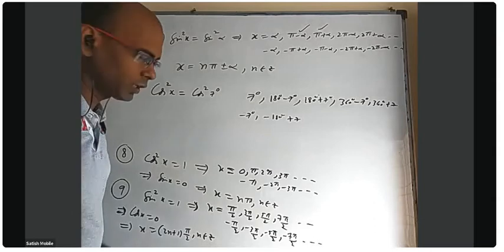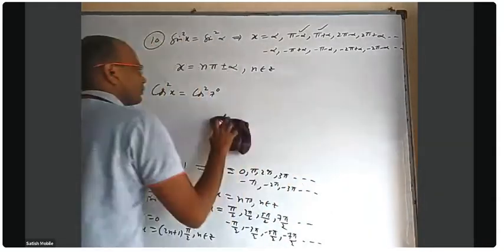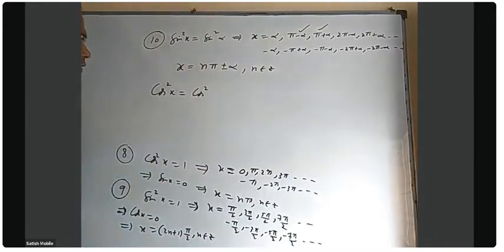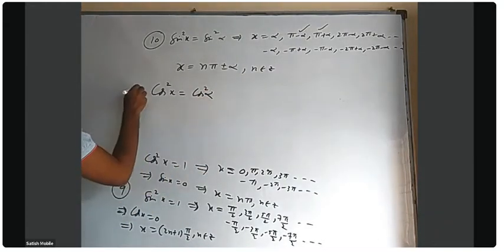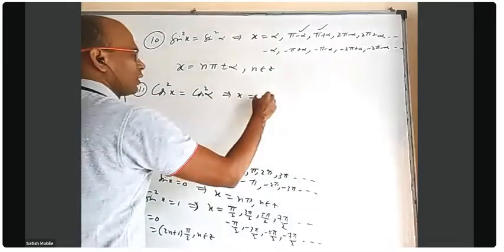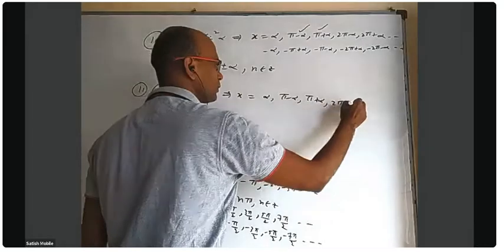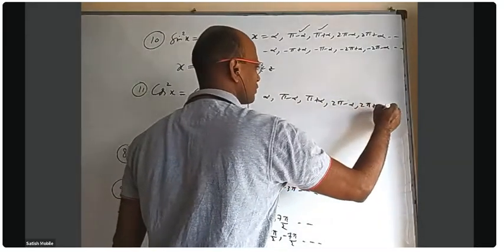So now we can write easily the general solution. When I take cos square x equal to cos square alpha, then x can be the same thing: alpha, pi minus alpha, pi plus alpha, 2 pi minus alpha, 2 pi plus alpha.